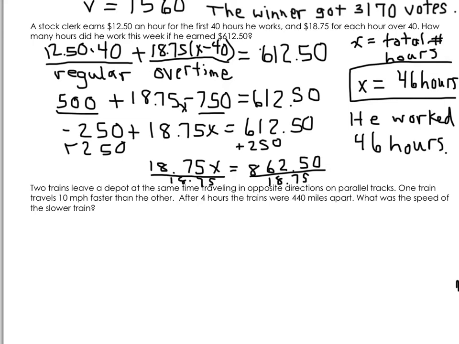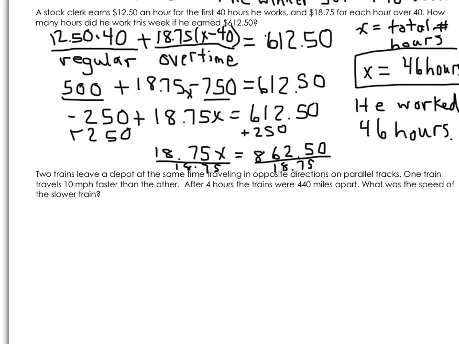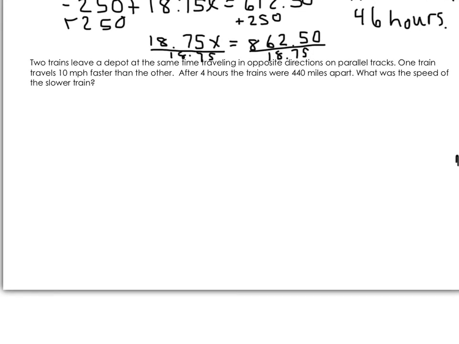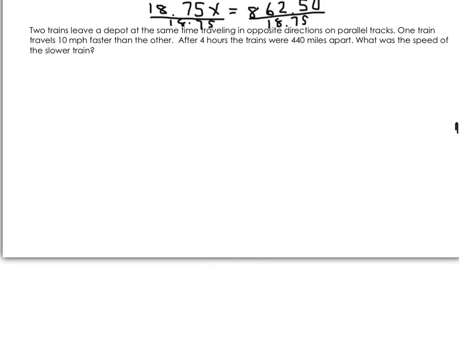So 2 trains leave a depot at the same time, traveling in opposite directions on the tracks. One train travels 10 miles per hour faster than the other. After 4 hours, the trains were 440 miles apart. What was the speed of the slower train?